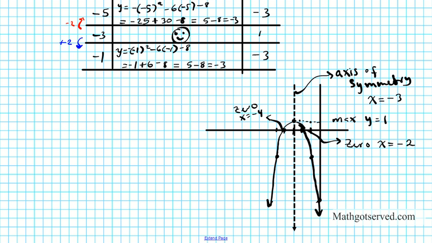Alright, just to finish up, let's just label the coordinates of our vertex. Our vertex is right at that point right there. Vertex is, let's see, what's our vertex again? Negative 3 and 1. Negative 3, comma 1. Okay? So that's it.